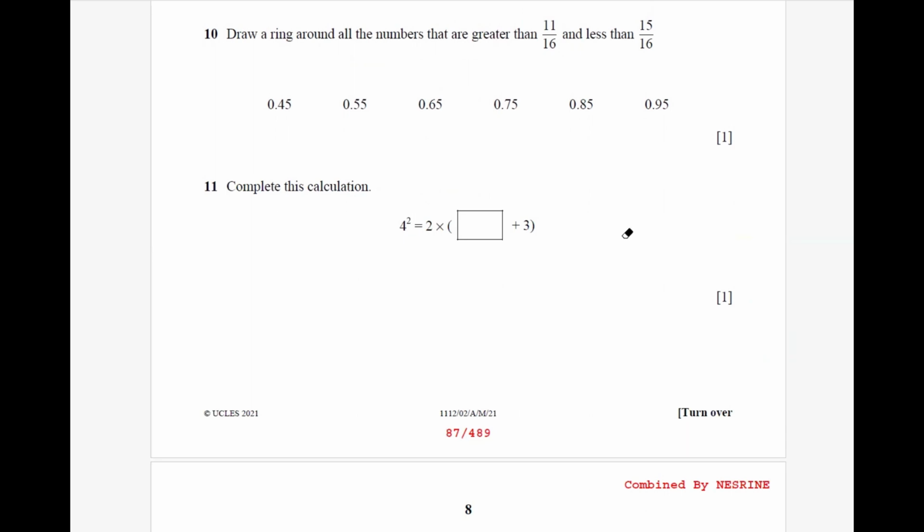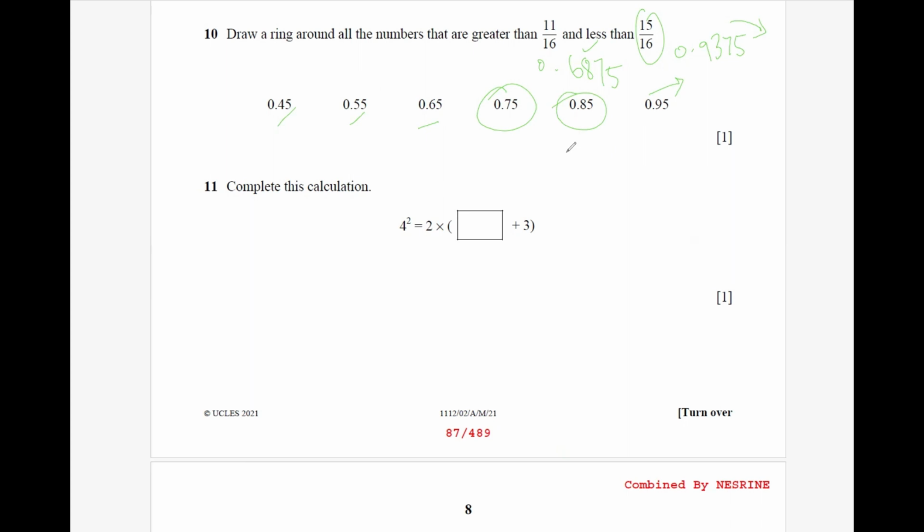If you just convert and compare all of them, for 11 by 16 the value becomes 0.6875. And for 15 divided by 16, it is 0.9375. Now we can easily compare which values are in between these two. So that is 0.751 and then 0.85. These are the values within this range. This one is beyond that, greater than this. This is lesser than this, and lesser than the lower bound. So that's it.